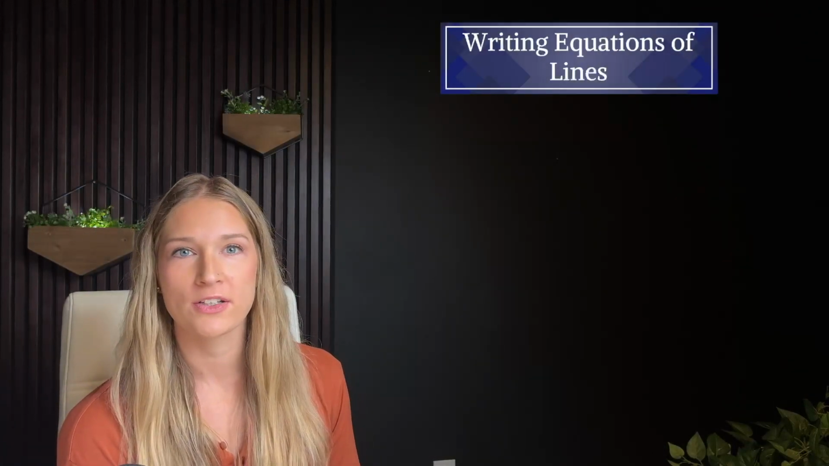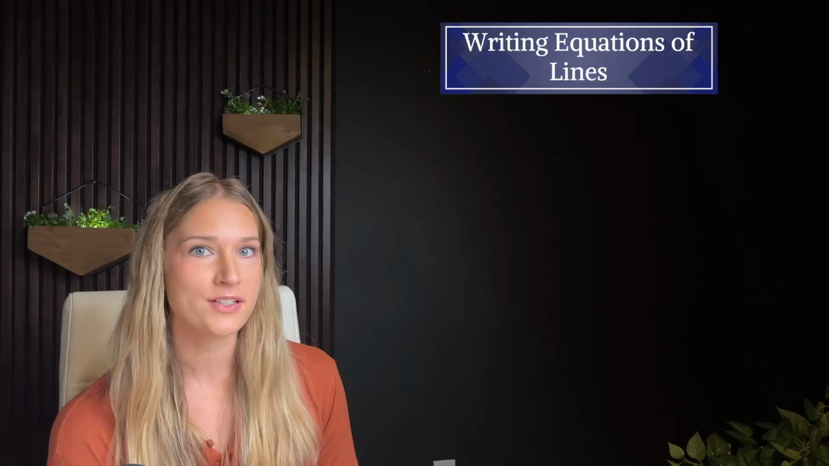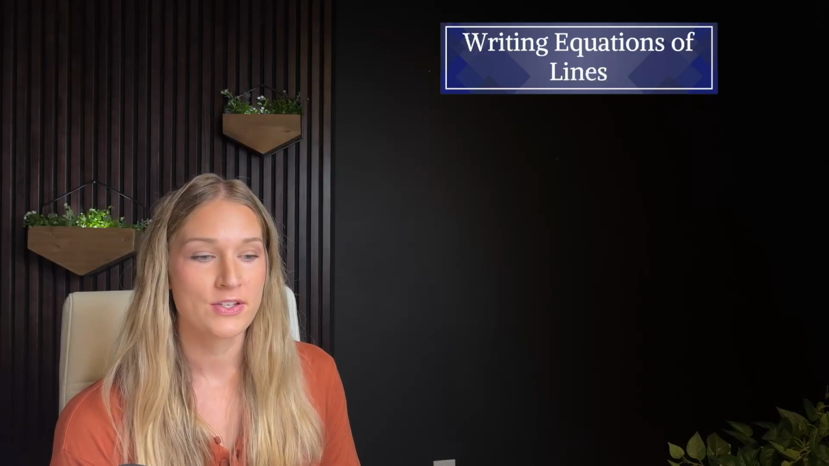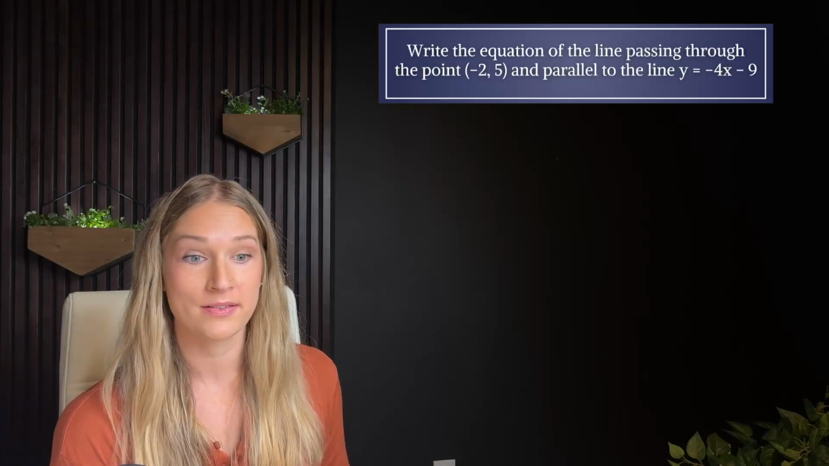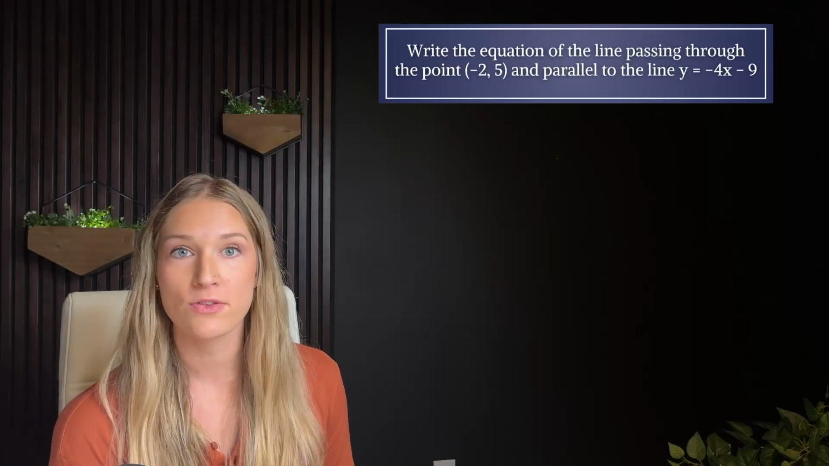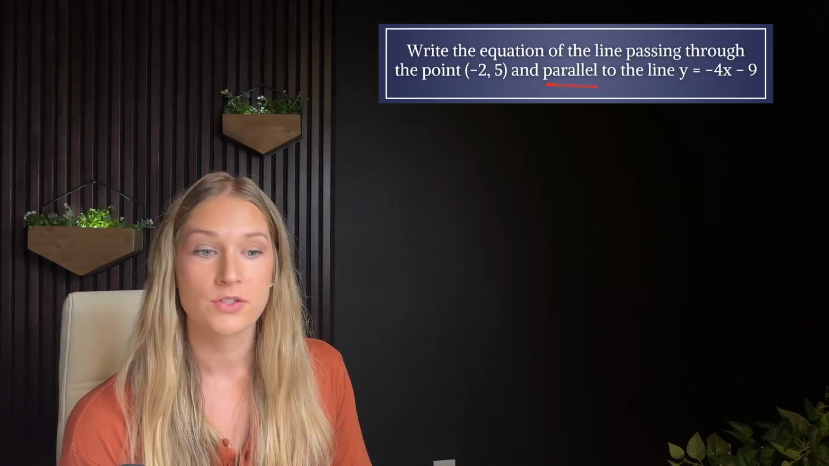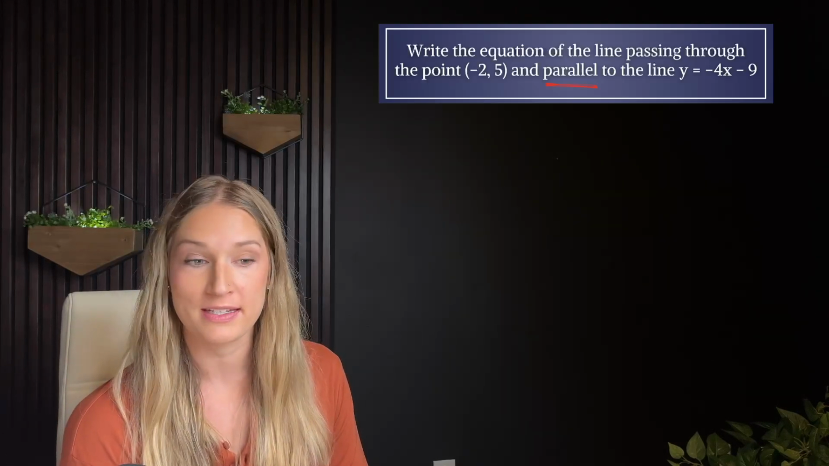Let's talk about writing equations of lines. In this video, we're going to be looking at parallel lines. So we need to know a little bit about the slopes of parallel lines in order to write the equation of this line. So let's take a look at this one. We've got a line passing through the point (-2, 5), and they tell us it's parallel to the line y = -4x - 9.